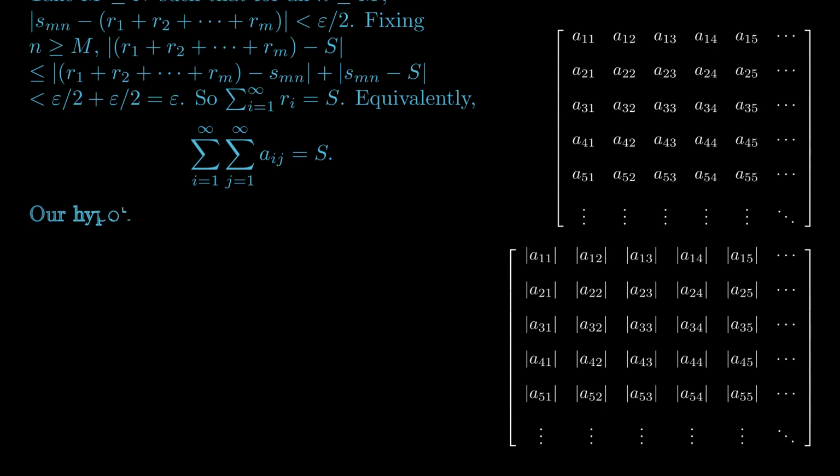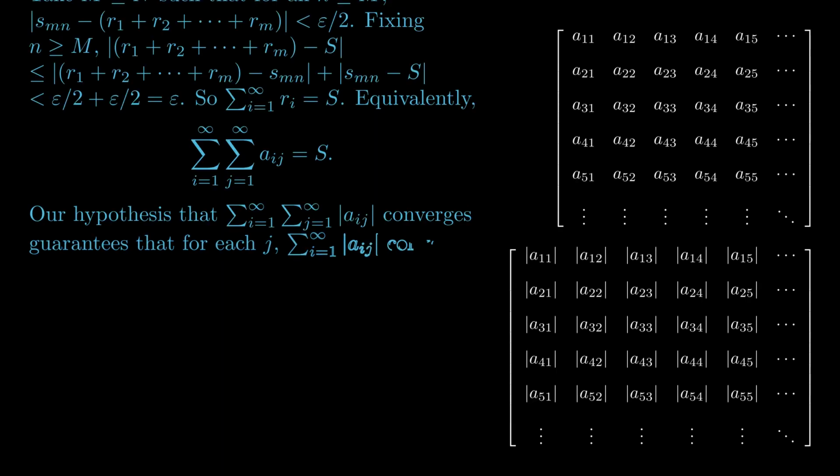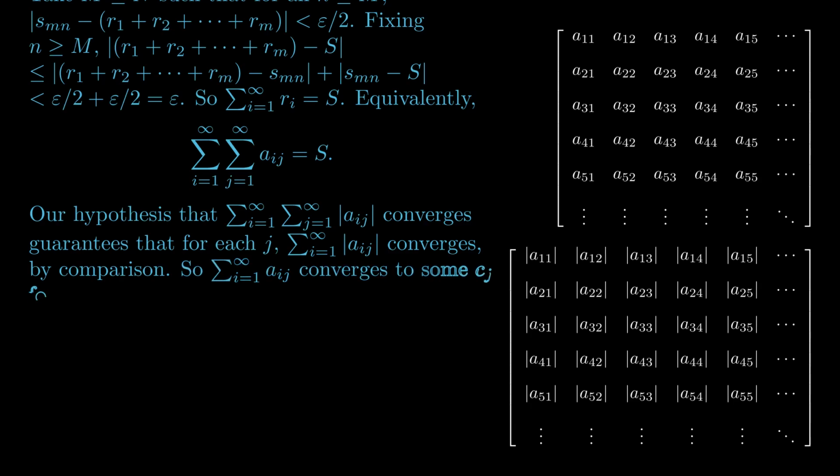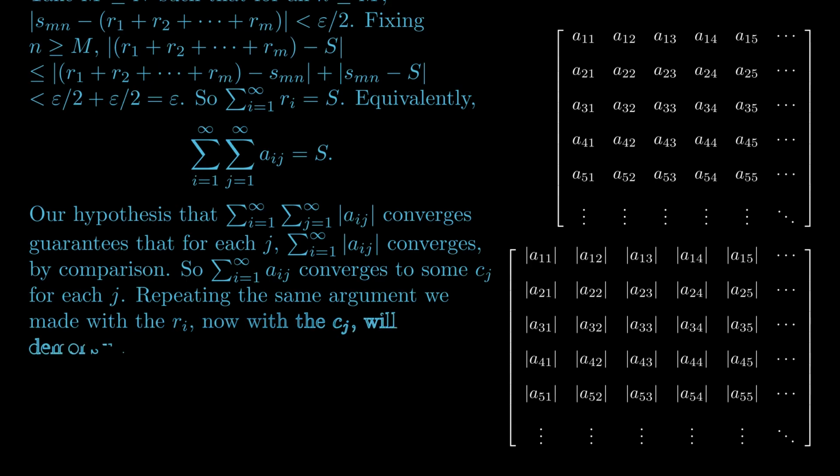Our absolute convergence hypothesis, that the sum i equals 1 to infinity, j equals 1 to infinity of the absolute value of a_ij converges, guarantees that the sum i equals 1 to infinity of the absolute value of a_ij converges, say, by comparison, just ignoring all the other terms. And this is what it means for the series i equals 1 to infinity of a_ij to converge absolutely. And so it converges to, say, some C_j, some column sum for each natural number j. Repeating the same argument we made with the R_i, now with the C_j, will demonstrate that the sum j equals 1 to infinity, i equals 1 to infinity of a_ij converges to S as well.